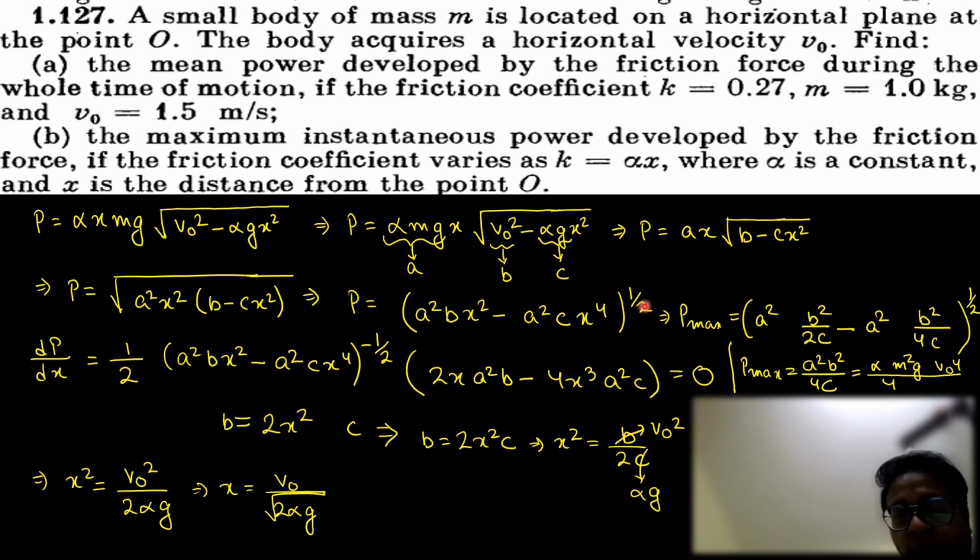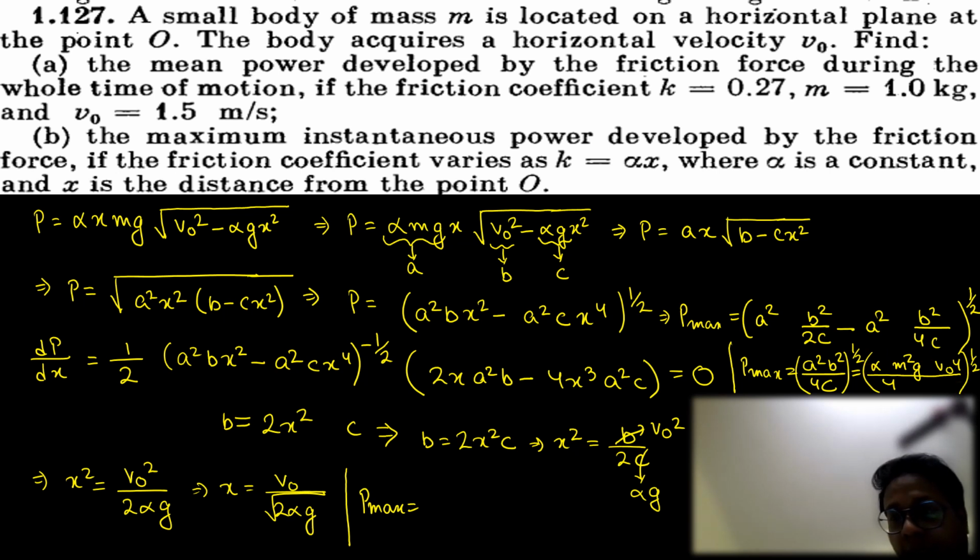See, to the power 1 by 2. I just solved for this part only, no? So this part will also contain to the power 1 by 2, and this part will also contain to the power 1 by 2. So if we square root this entire term, P max is nothing but I'm square rooting this entire term.